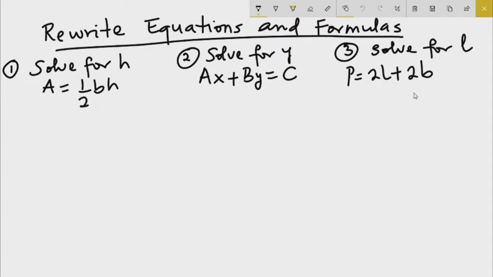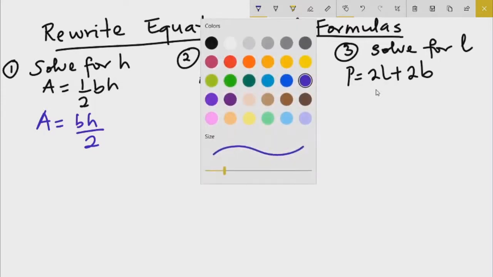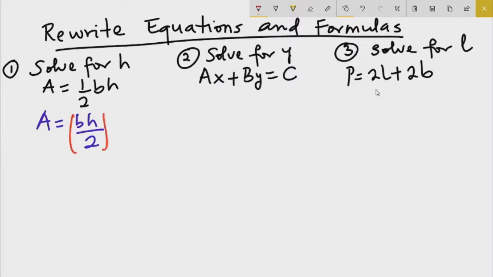So let's do example number 1. The formula is A equals half BH. This is the simple formula for finding the area of a triangle. A equals half base times height. We want to solve for H. To solve for H, we can rewrite this as A equals BH divided by 2. Because 2 is dividing B multiplied by H, we need to multiply both sides by 2.